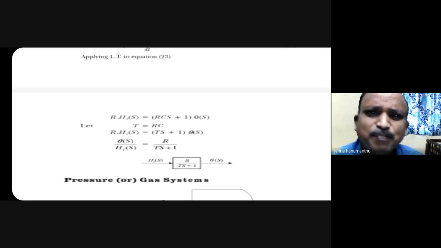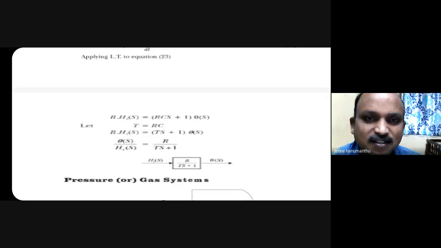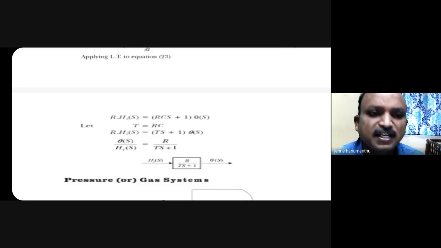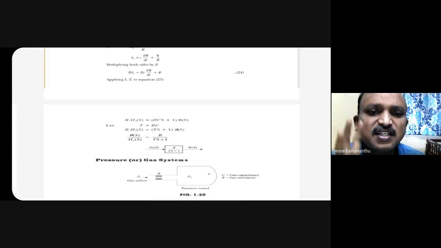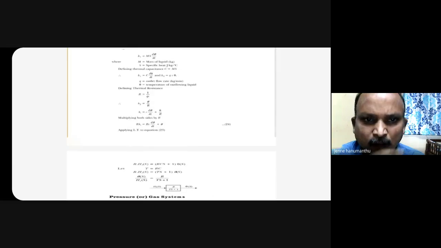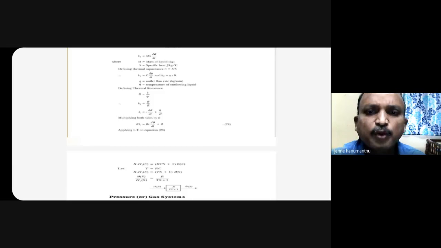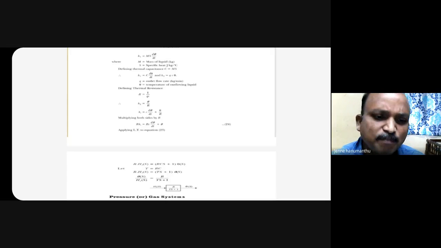Thermal is very simple. You only have to identify the parameters considered in the thermal system and how we are going to define the respective capacitance and resistance from the system, then substitute it, apply Laplace transform, rearrange, and you may get the mathematical model and block diagram. It is a very simple system.